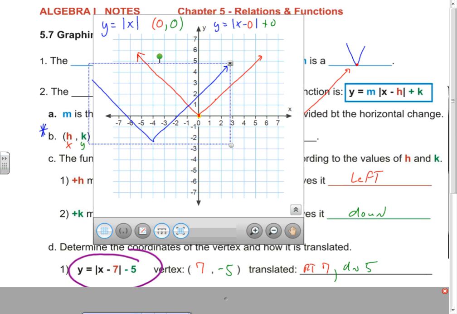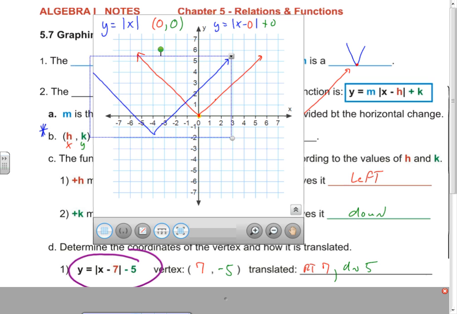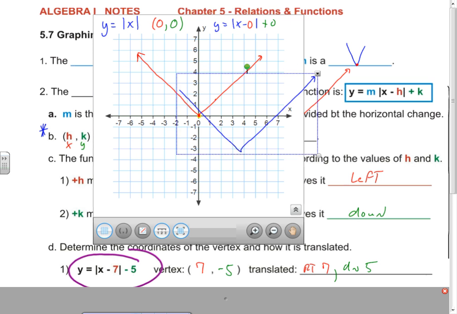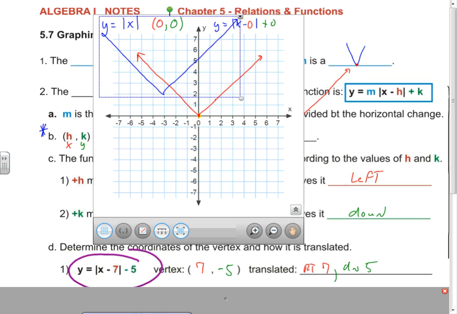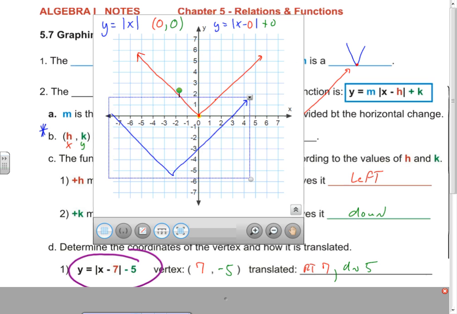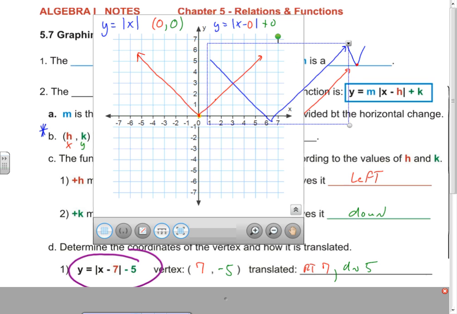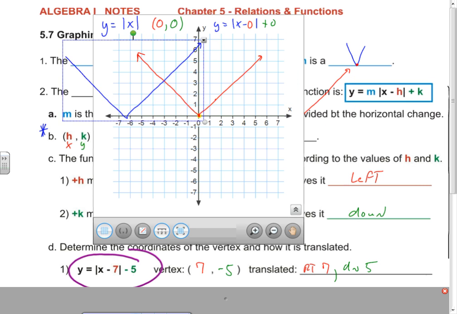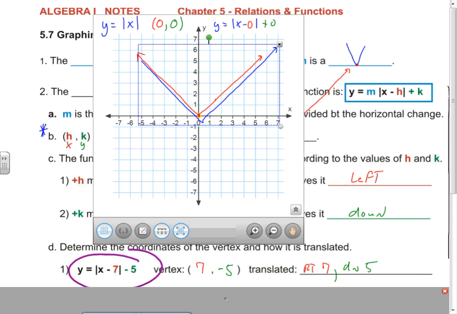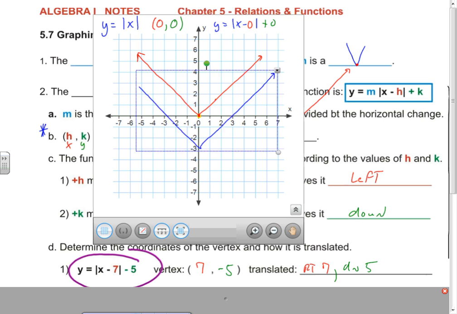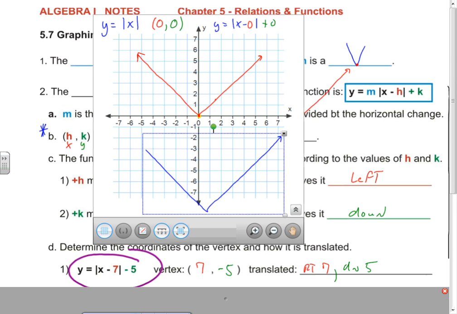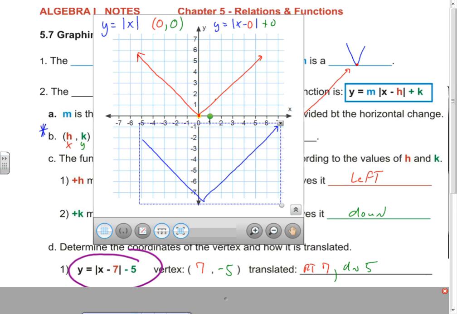You can go all over the place by H and K. See, H and K is translating, is moving this V around the Cartesian plane. H moves it right if it's positive, left if it's negative, and K moves it up if it's positive and down if it's negative. That's what the lesson's all about. Okay? So that's the idea.